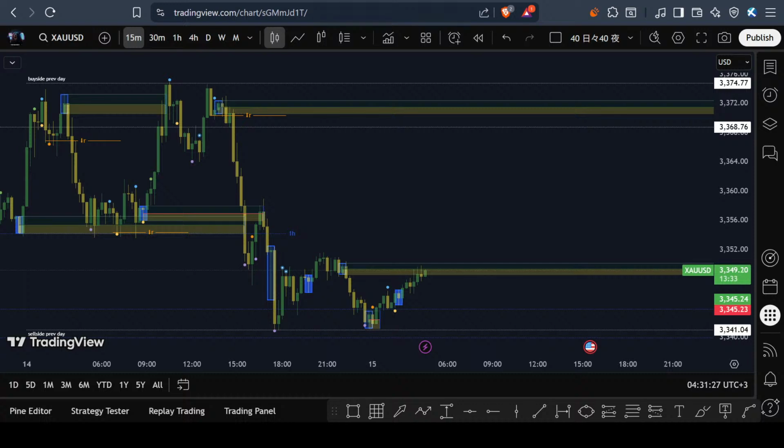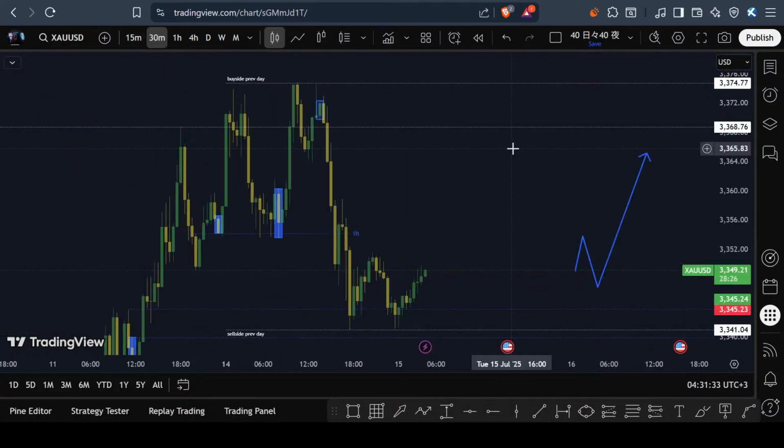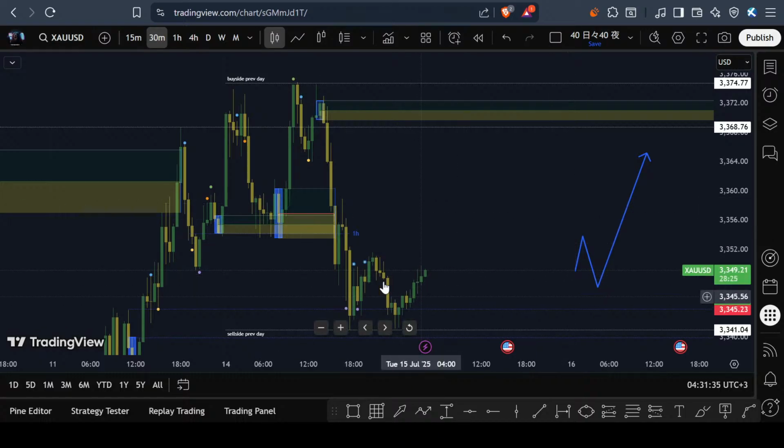Well, pretty much we have not done anything on the 30 minutes candle. Pretty much nothing has happened, so yeah, just gonna wait for the next 30 minutes candle to open up and see what's the deal, man.